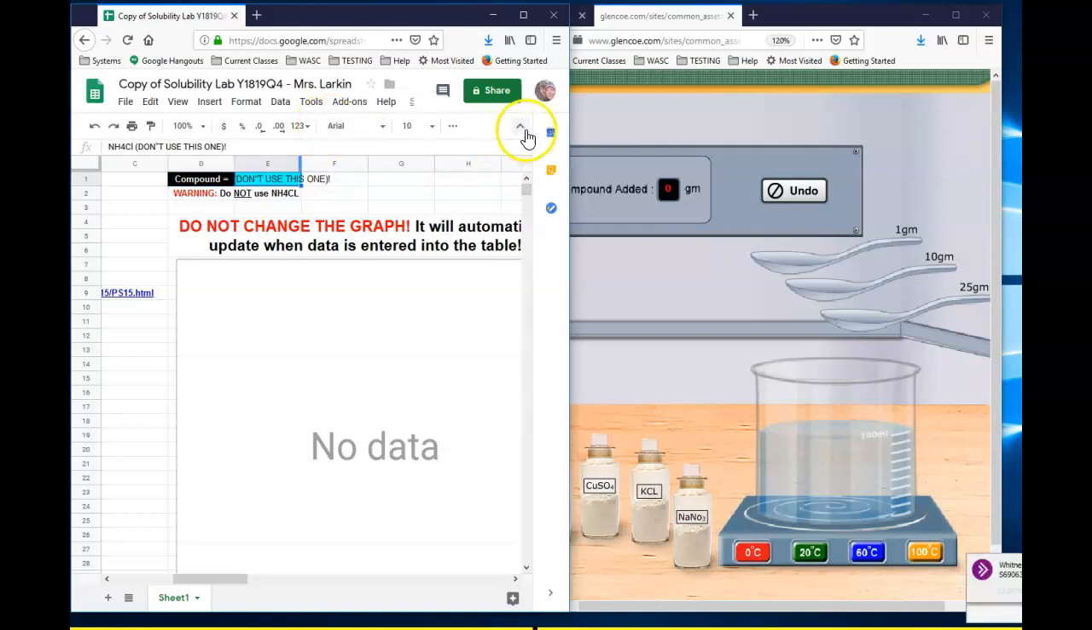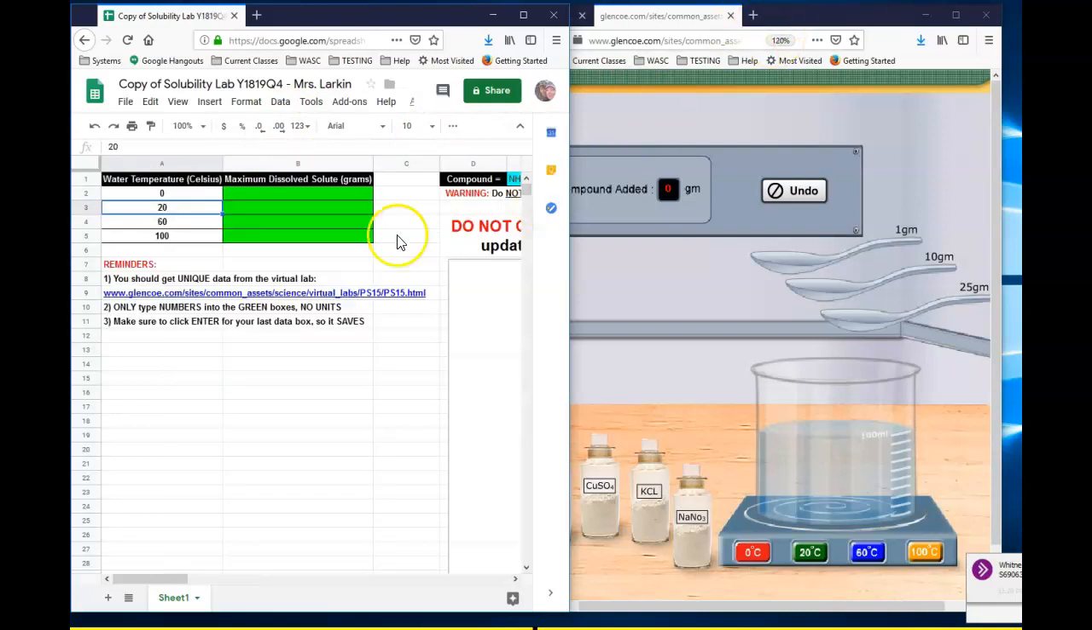All right, smiley faces, everyone, if that makes sense. All right, so my example is NH4Cl, but everyone else, do not use that one. Use any of the other 4. Perfect. Okay, so what you are going to do is you're going to set your temperature at 0 degrees.